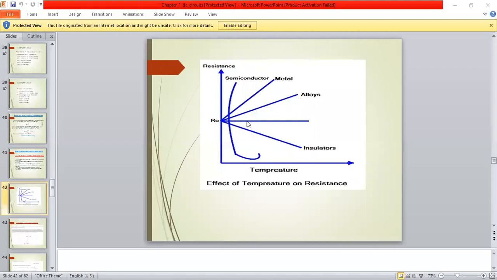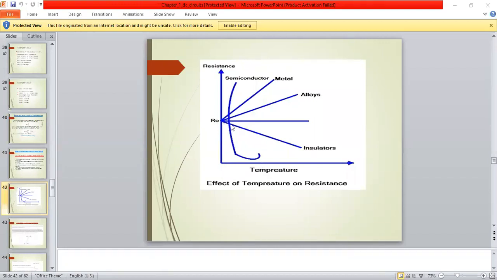Okay, this R naught line is the baseline, but the increase in alloys is less as compared to the increase in metals. Metals में sharp increase हो रहा है और alloys में थोड़ा कम increase हो रहा है. Okay. Now, for semiconductors, the resistance decreases with increase in temperature. कुछ इस तरह की curve आती है for the semiconductor devices like silicon, germanium.